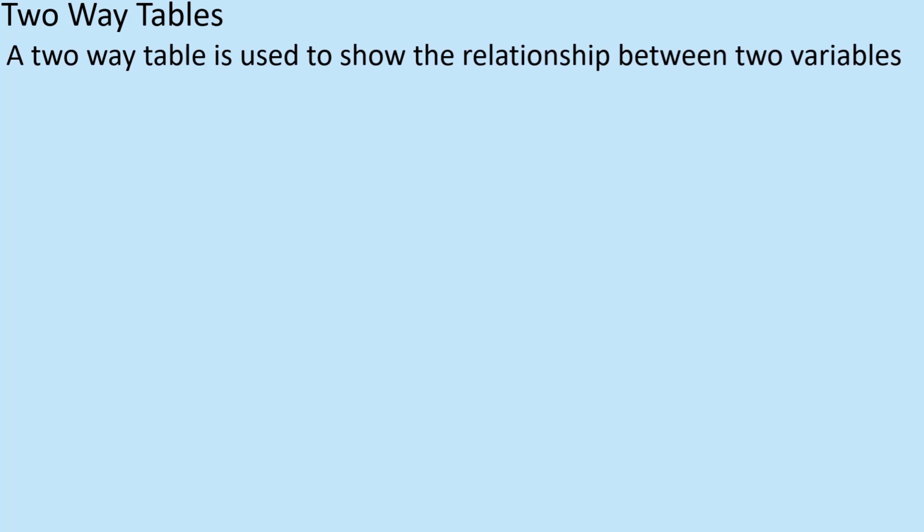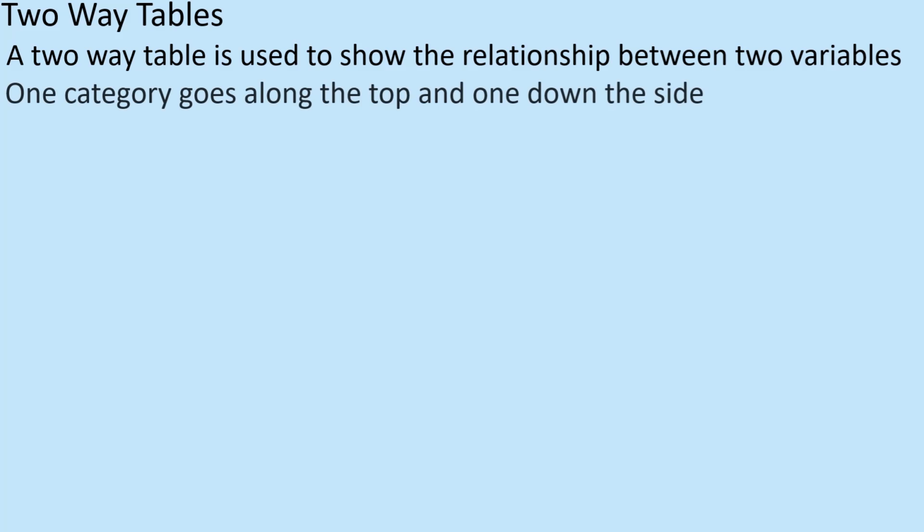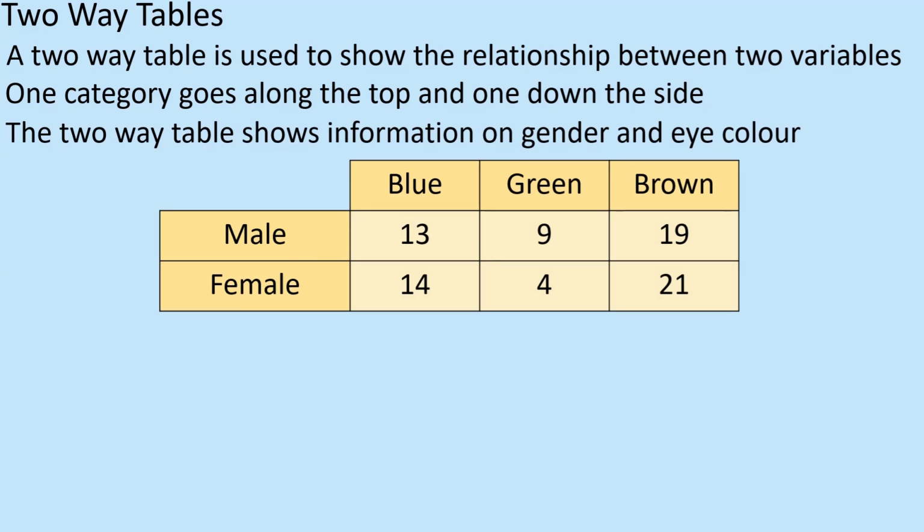So two-way tables show the relationship between two variables, and from there you can get some information. One category goes on the top and one down the side. This particular one talks about gender and eye colour, so you should be able to answer some questions on it.